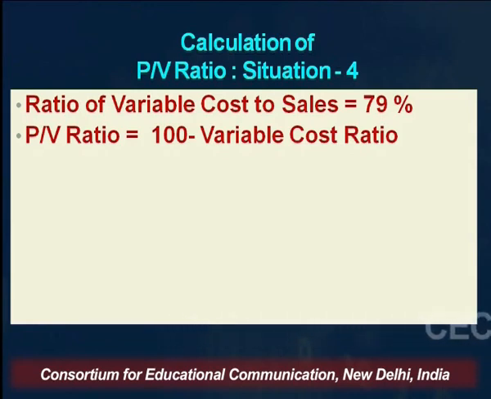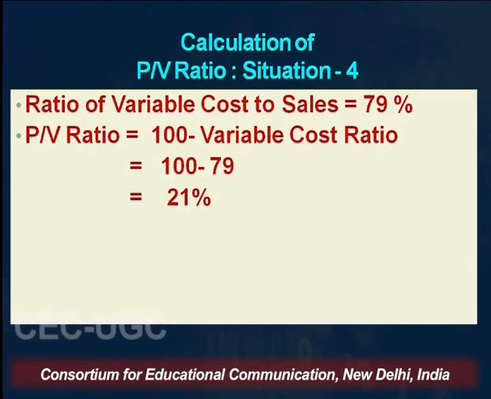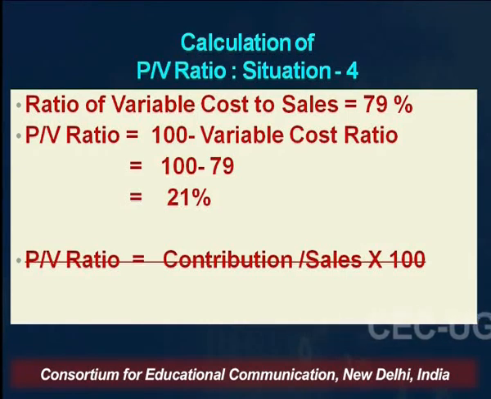So if I say the total sales to be 100 and variable cost is 79%, what is my contribution? Obviously the remaining value 100 minus 79, and that is 21%. So you can straight away say that PV ratio here is 100 minus variable cost ratio, and this 21% is your PV ratio. So we cannot apply the typed formula of contribution upon sales into 100 in all situations. That's why I have stricken it out that PV ratio is equal to contribution upon sales into 100.